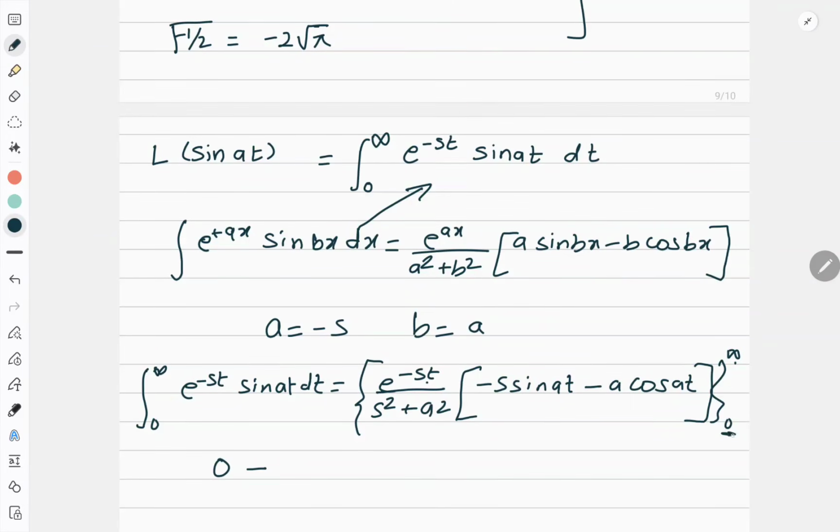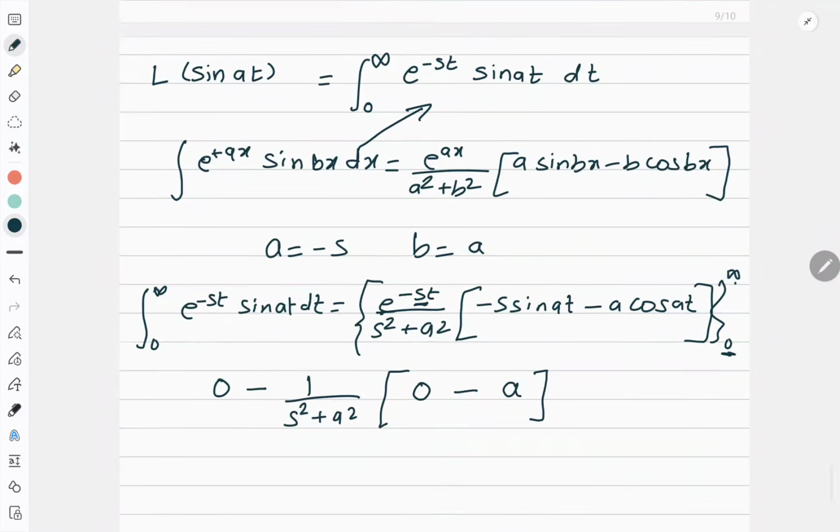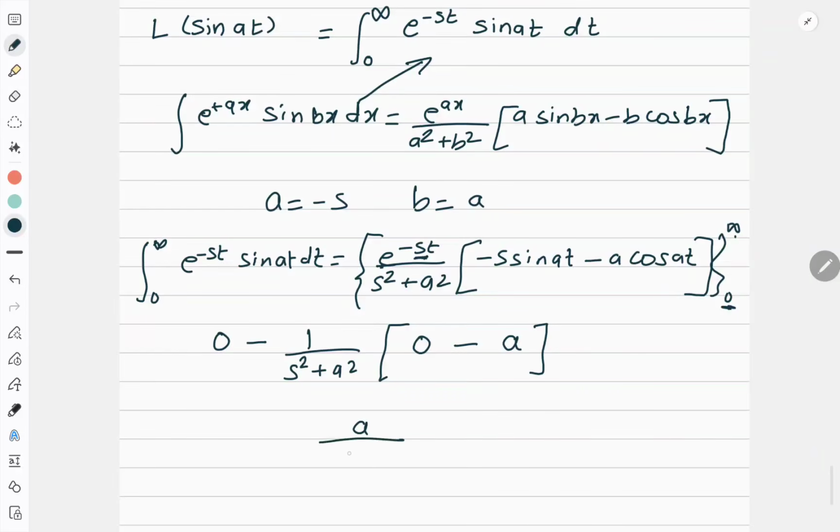Now you have to put 0. So when you put 0 here, e to the power 0 is 1. So I have 1 upon s square plus a square. And then here, if I put sin of 0 it is 0, and minus cos of 0 is 1, so I'll get minus a. So this is equal to a upon s square plus a square. So the Laplace transform of sin at is a upon s square plus a square.